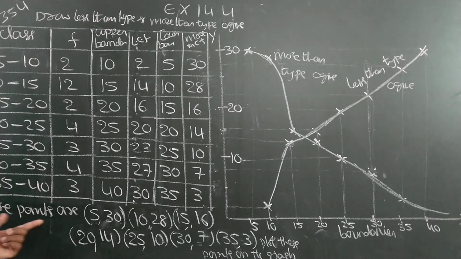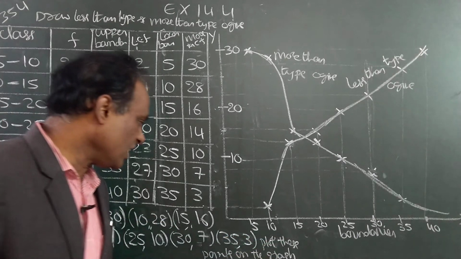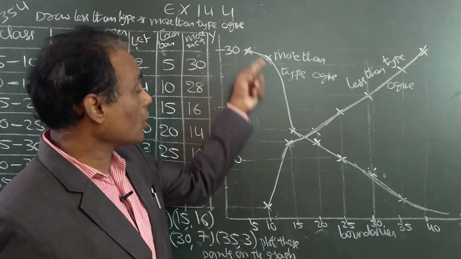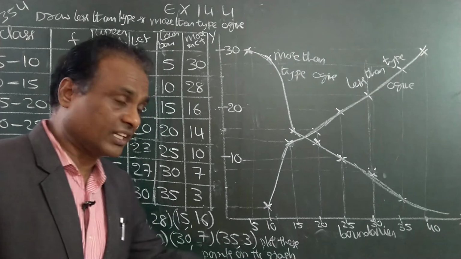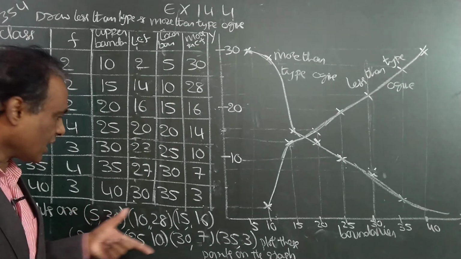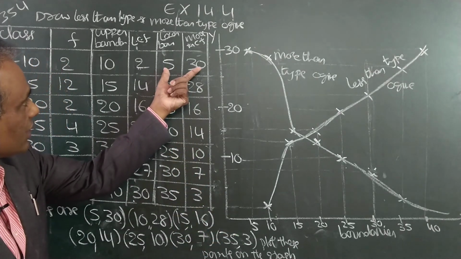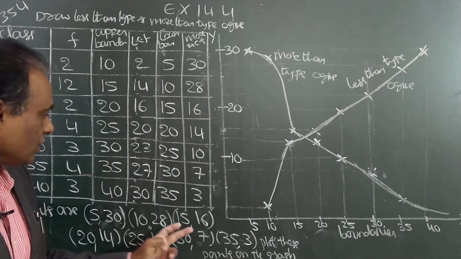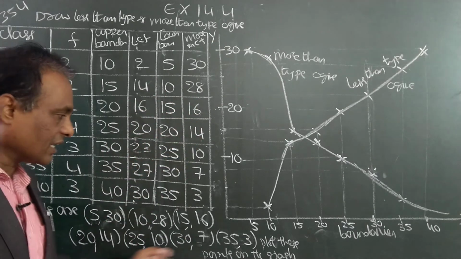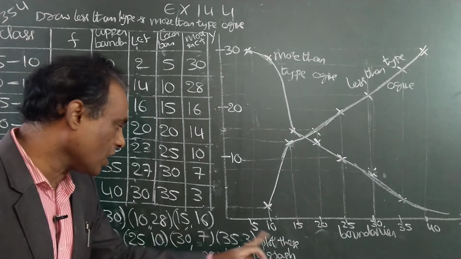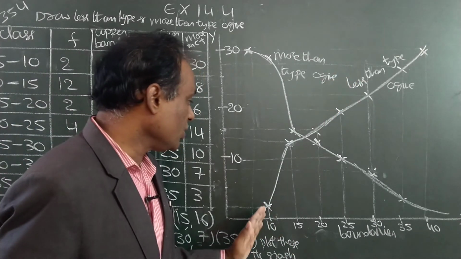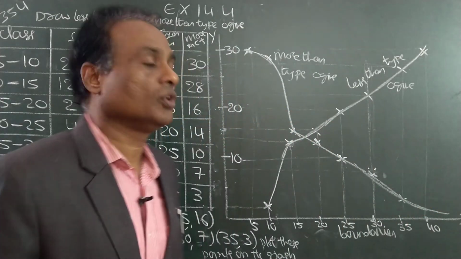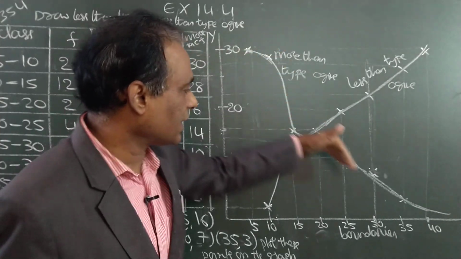After this, the points are like this. Plot these points on the graph. Joining these points, we will get more than type ogive. You write the introduction here. The points are x, y: 5, 30; 10, 28; 15, 16; 20, 14, like that. I plotted the points. If we join them, we are getting more than type ogive. So, less than type ogive and more than type ogive.